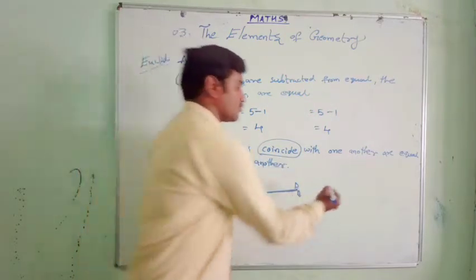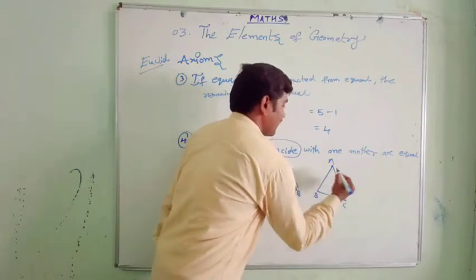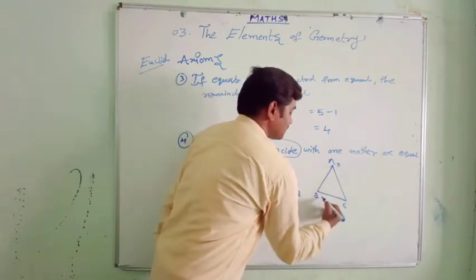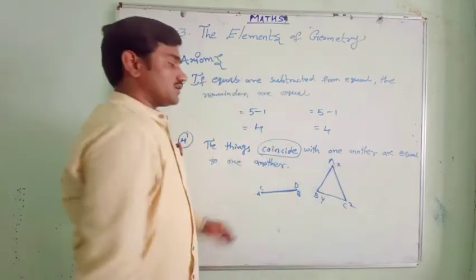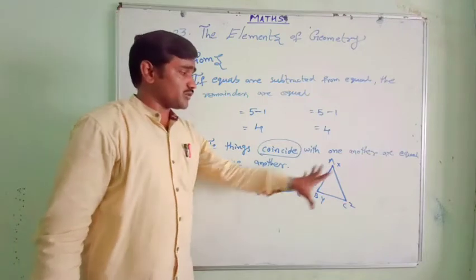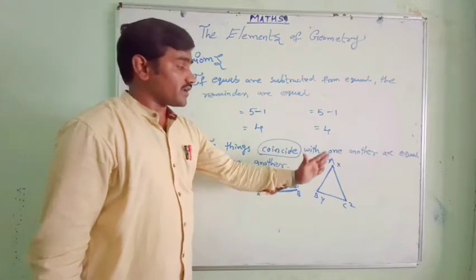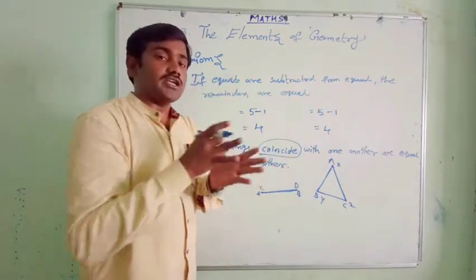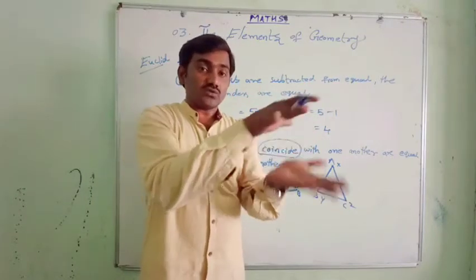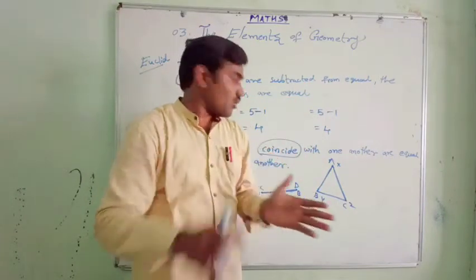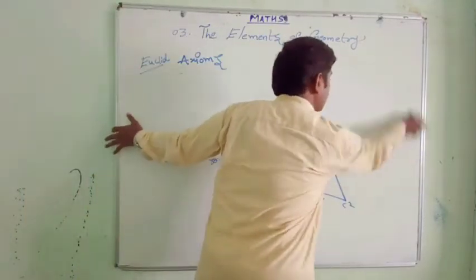If both things are the same, suppose triangle ABC and triangle XYZ, both triangles are the same, coinciding triangles. You can say these two triangles are equal to each other because they coincide. Suppose you take two 9th class textbooks and keep one on another, then the two things are equal to one another. Yes, I hope you understood this. Let's go for the next Euclid axiom.